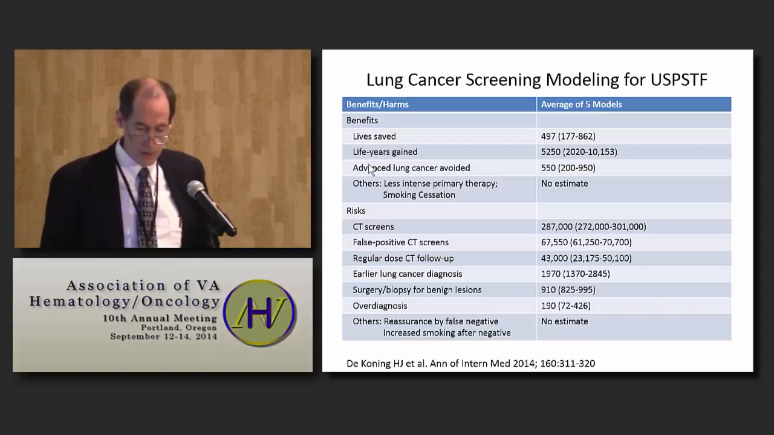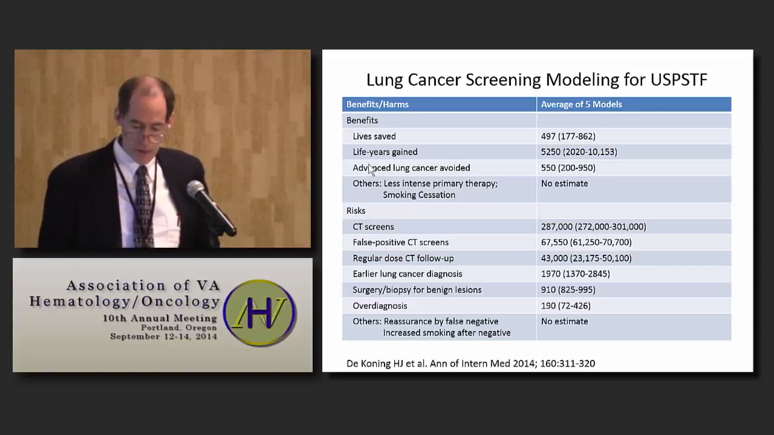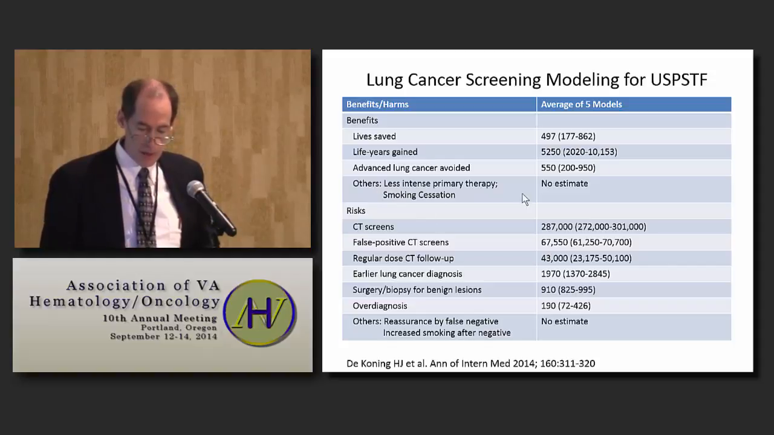All right, so here are some of the risks and benefits, selecting the model that the U.S. Preventive Services Task Force is recommending. The lives saved is just about 500, life years gained, over 5,000. Advanced lung cancer avoided 550. And other less intense primary therapy, they don't have an estimate on that. I'll talk about that in a second.